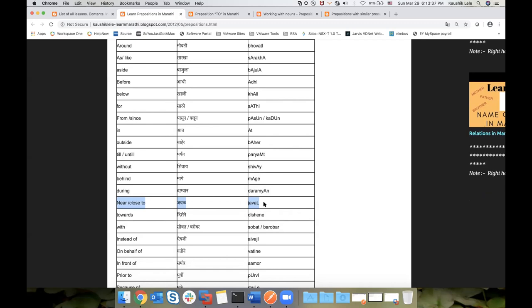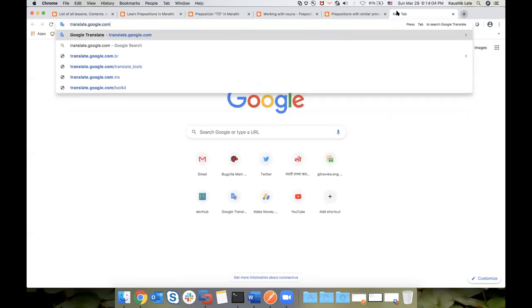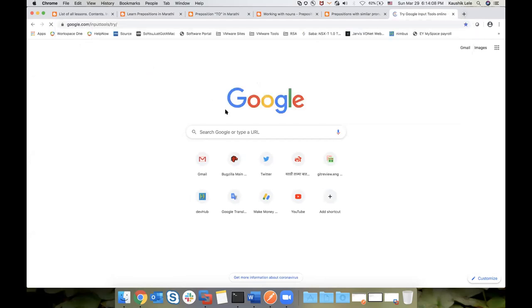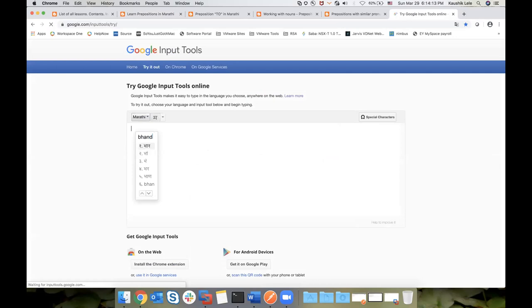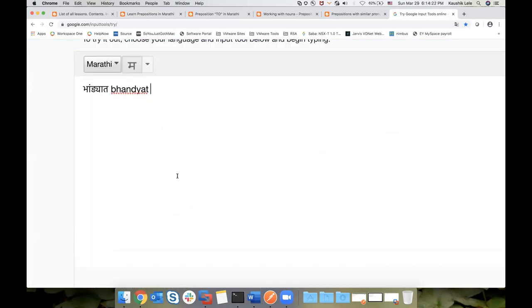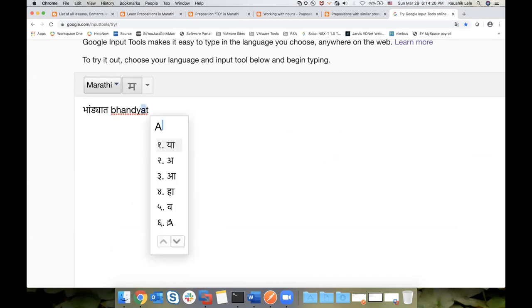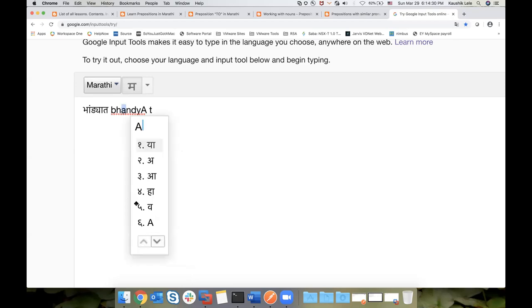Okay, next sentence. The cabbage and the onion are in the pot. Kobi ani kanda bhandat ahet. Can you repeat the last two words? Bhandyat. Yeah, that is true, because it's plural, right? I didn't put it into plural, that's why it's wrong. No, bhandyat, with D and E. Bhandyat, in the pot. Yes.